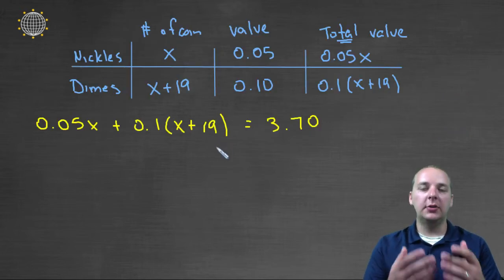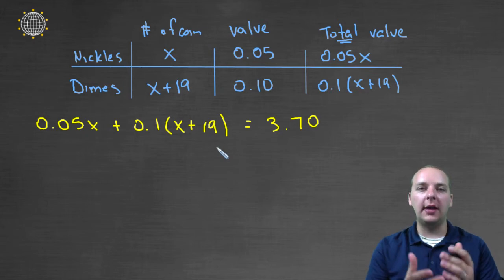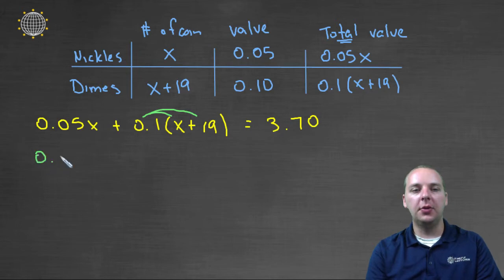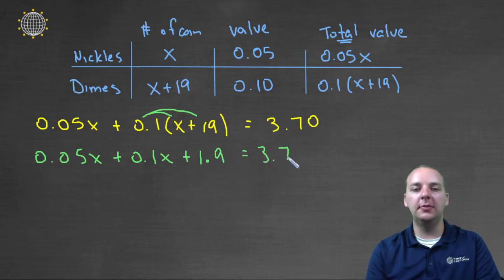Great. So what we have is a real life situation that we've translated into a linear equation with a single variable. And we're really good at solving these because we know the steps to solve linear equations with a single variable. We would have to do things like distribute the 0.1. So we'd have 0.05x plus 0.1x plus 0.1 times 19, which makes 1.9, and that would be equal to 3.70.